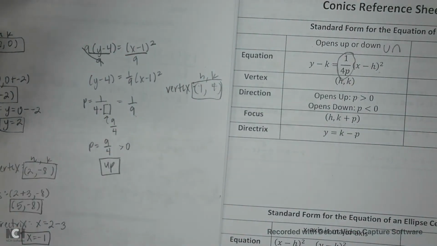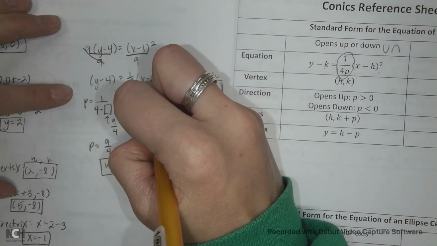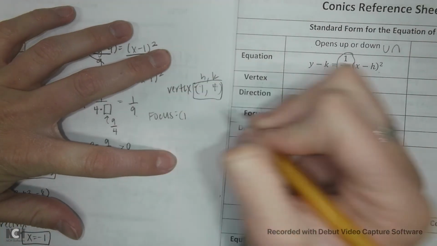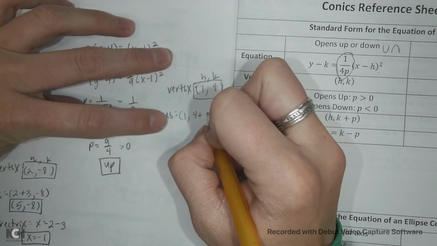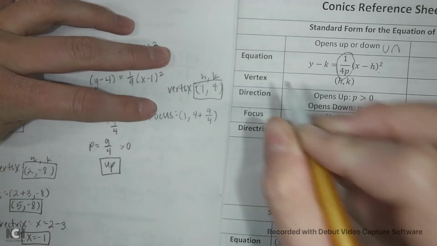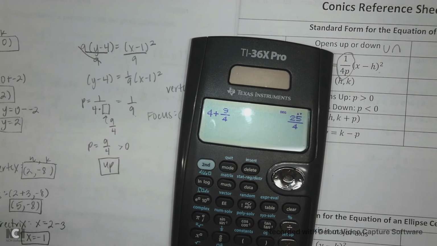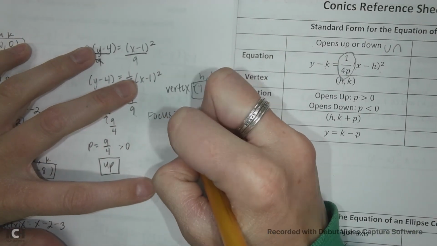So there's my vertex, and then my focus is my H, which is 1, which is why I love labeling this, and then my K is 4 plus my P of 9/4. So in your calculator, you can just add 4 plus 9/4, and you have 25/4. So my focus is at 1, 25/4.